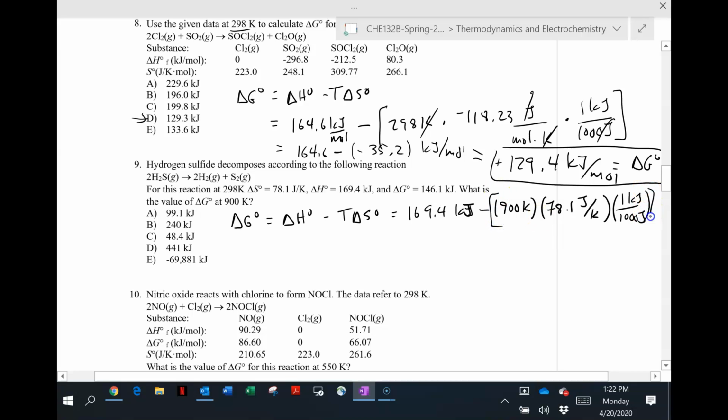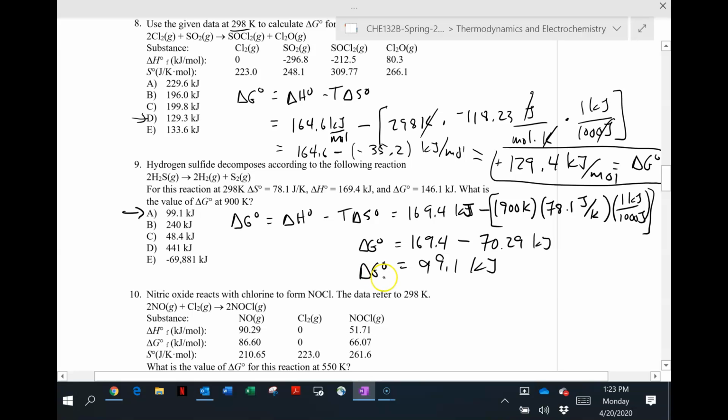So this whole part here is the T delta S part. What we're assuming is that delta H and delta S don't change too much over that temperature range. The delta G is going to change quite a bit. So let's see what that value comes out to be. So I have 900 times 78.1 times 1 divided by 1,000. So what I wind up with here is 169.4, sorry, minus 70.29. That's all kilojoules. So that's going to be something around 90, I guess. Yeah, it comes out to be 99.11 is what I get. And so that's answer A for that one.